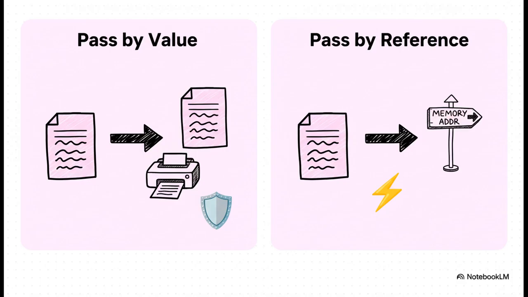The other way, pass by reference, just sends the memory address, like a little note saying, the data's over here. It's way faster and more efficient. But you gotta be careful, because now the function can change the original data. It's that classic programming trade-off, safety versus performance.